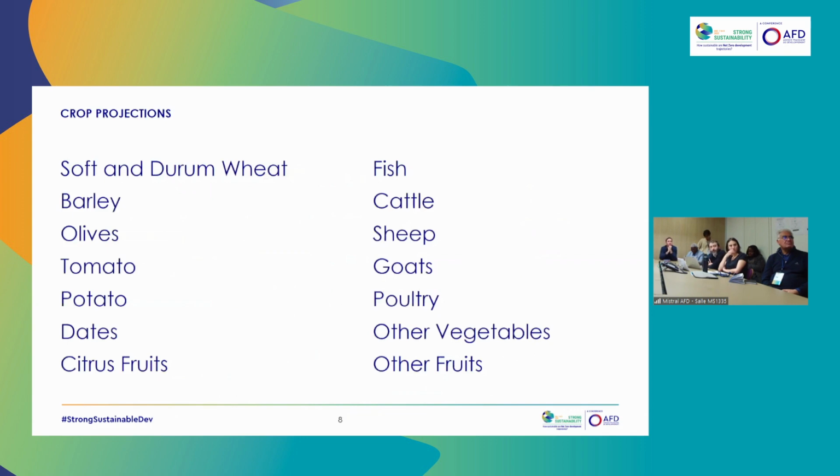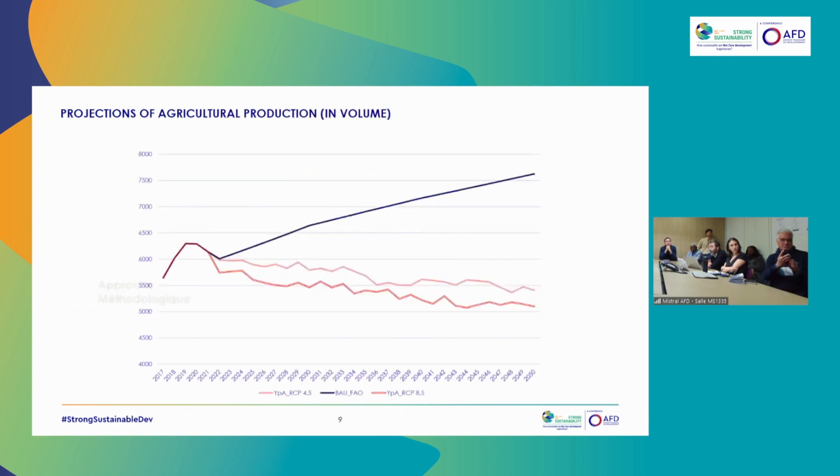So what we did is we used multiple crop production projections from FAO and Adaptacion. These are the projections we looked at: soft and durum wheat, barley, olives, tomatoes, potato, dates, citrus fruits, fish, cattle, sheep, goats, poultry, other vegetables and other fruits, which more or less cover 90%+ of everything that's produced in Tunisia. We got all the projections until 2050 of these crops, and it's not just crops, of course, there's animal production as well. Then we aggregated these into tons, and turned them into economic volumes.